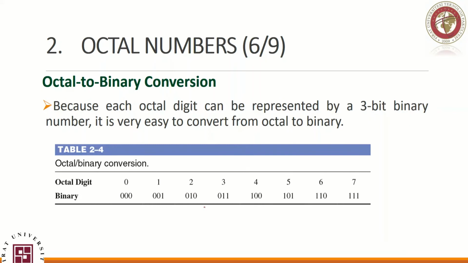All right, let's check. For 0 we have 000, and 1 is 001, 2 is 010, 3 is 011, 4 is 100, 5 is 101. Actually, let's go through all of them. 6 is 110, and 7 is 111. That's it. They are extremely convenient.